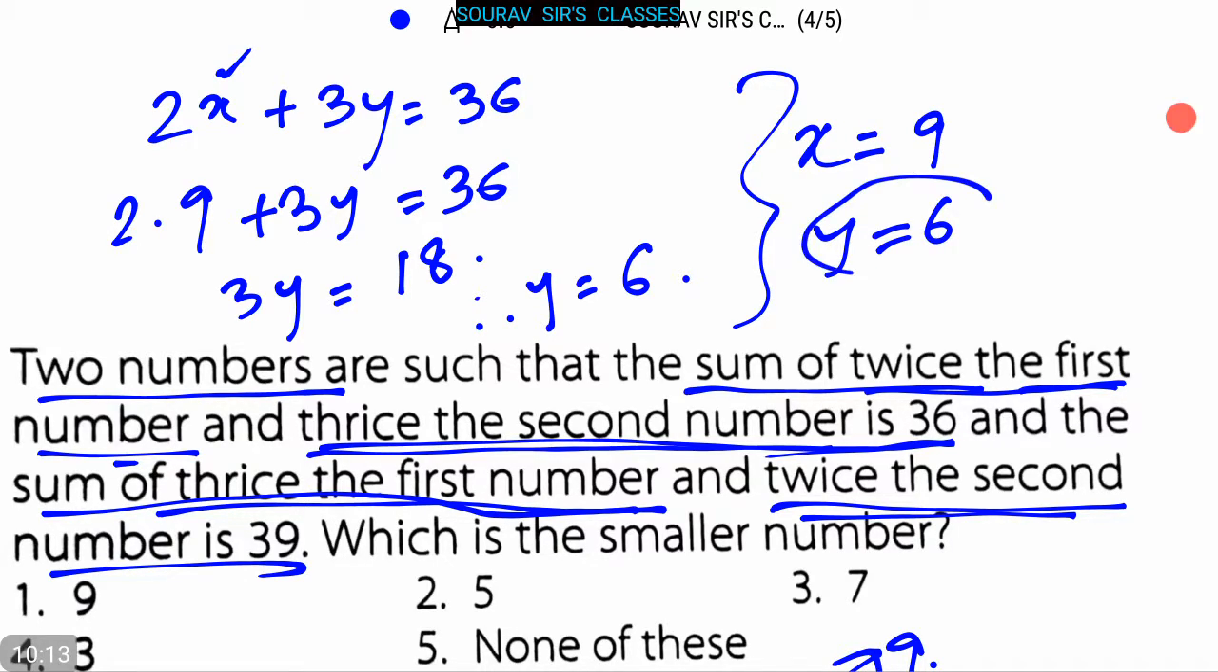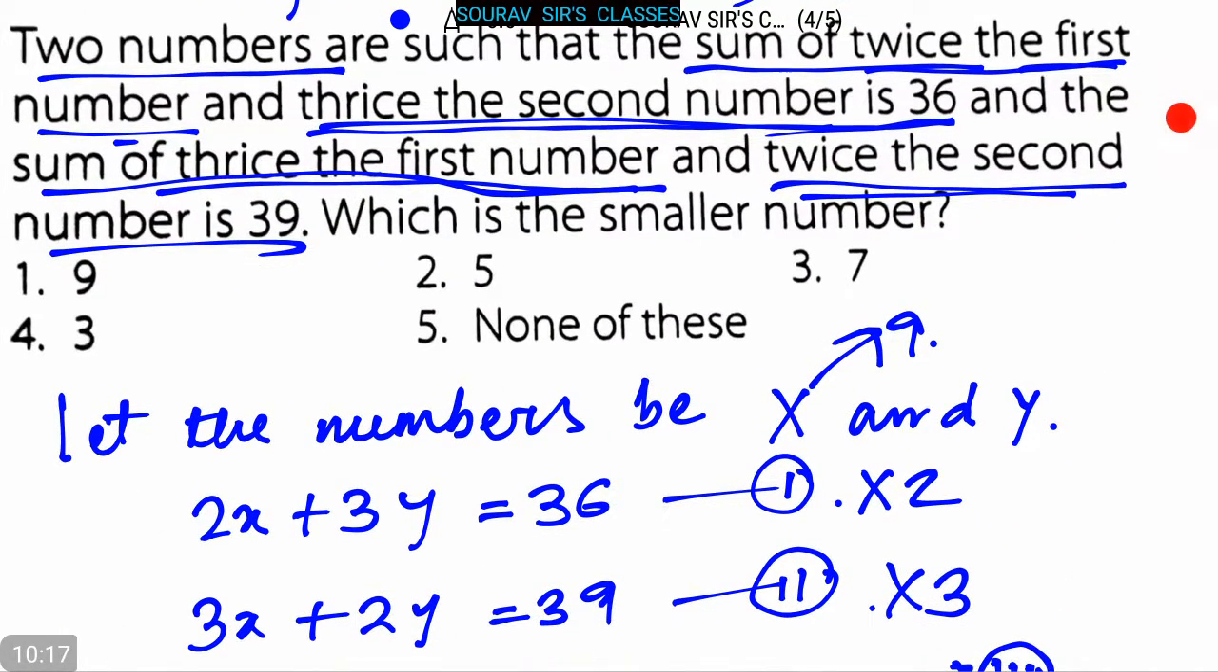Now the smaller one is y is equal to 6. So 6 is the smaller number. So here option 5, that is none of these, is the correct answer. The smaller number is 6 and this is the answer.